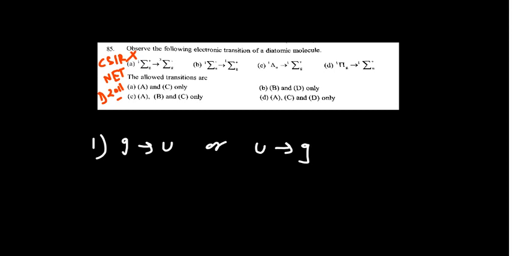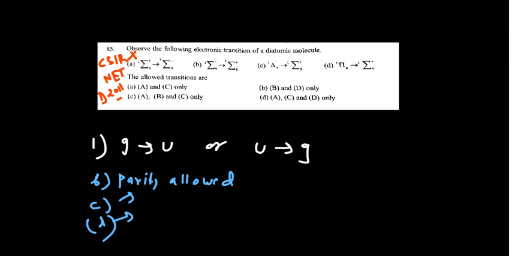And the second one, again you see, in the rest of the cases, this is U to G, that means parity allowed. This is U to G, parity allowed. This is G to U, parity allowed. So I am writing here for B, B is parity allowed. Similarly C is also parity allowed and D is also parity allowed. So you have checked the parity.